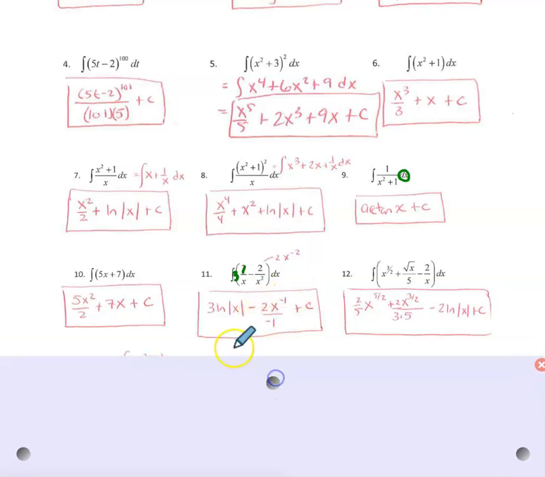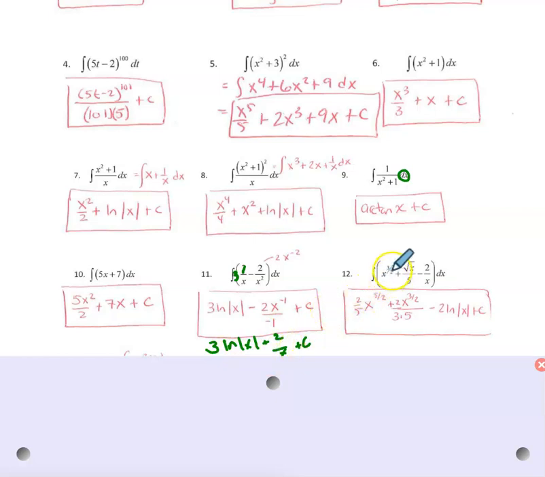And he didn't simplify this out, but you could just as easily have said 3 times the natural log of the absolute value of x plus 2 over x plus c. You can leave it like this for the free response, but for multiple choice, they would most likely clean it up without the negative exponents.